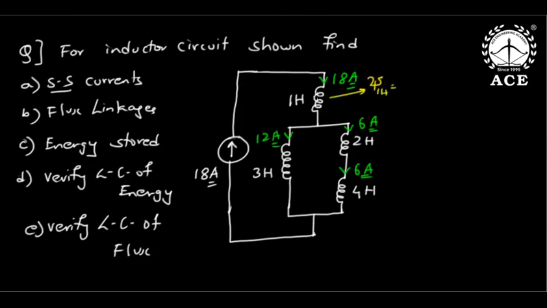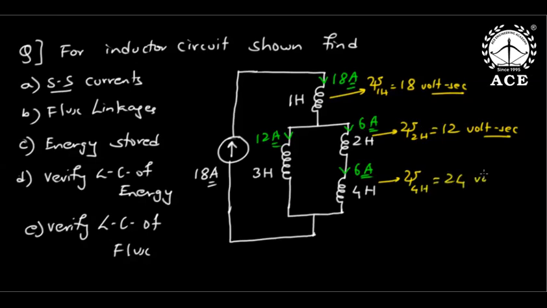Psi is Li. L is 1, I is 18, so 18 volt second. Then flux linkage in 2 Henry: psi is Li, that is 12 volt second. Then flux linkage in 4 Henry: psi is Li, 24 volt second.